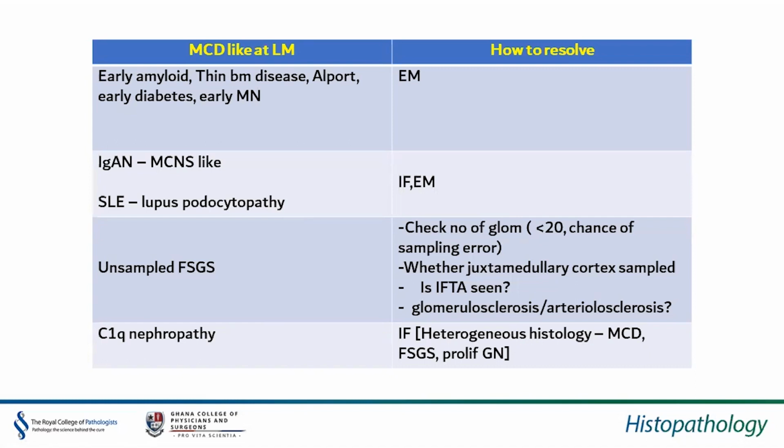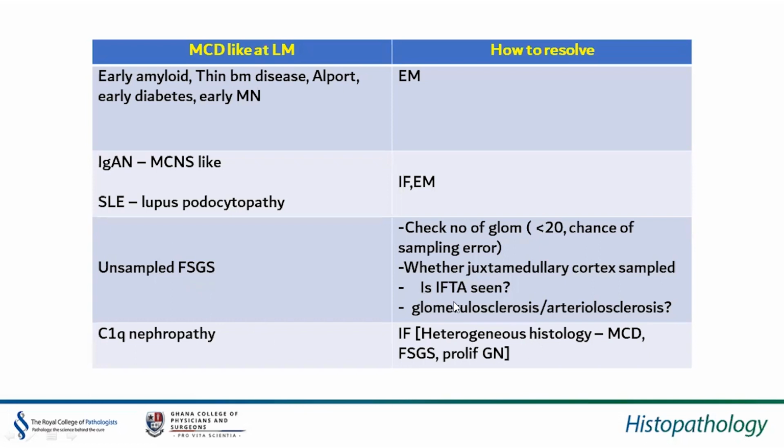Unsampled FSGS may be misdiagnosed as minimal change lesion. There are certain red flags, however, that help you. Check the number of glomeruli to see if there is any sampling error. If the number of glomeruli is less than 20, it is possible that there has been a sampling error. If there are more than 20, it's unlikely that you have missed an FSGS. FSGS also tends to affect the juxtamedullary cortex. And if that portion of the cortex has been sampled, it's quite unlikely that you have missed an FSGS.